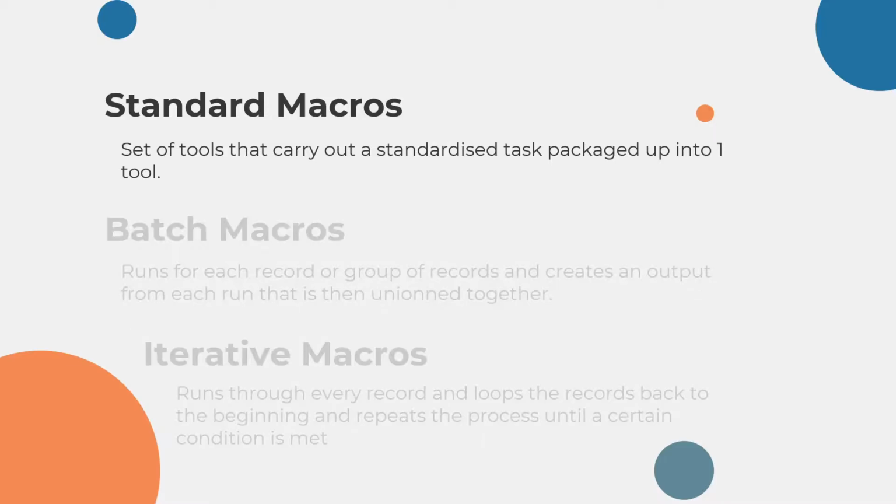Now I'm going to kick off this mini series by looking at standard macros, which are great to use when you want to automate a repetitive task. So essentially, a standard macro packages up a process which you can then use in different parts of your workflow or different workflows entirely. And you can also set up the configuration of your standard macro to allow your user to configure it as they like, which can be done using the interface tools.